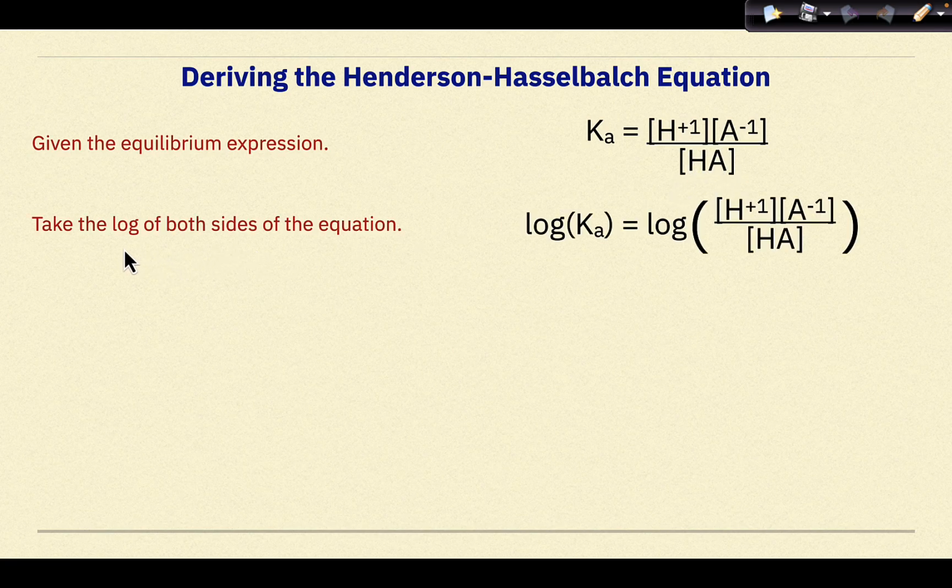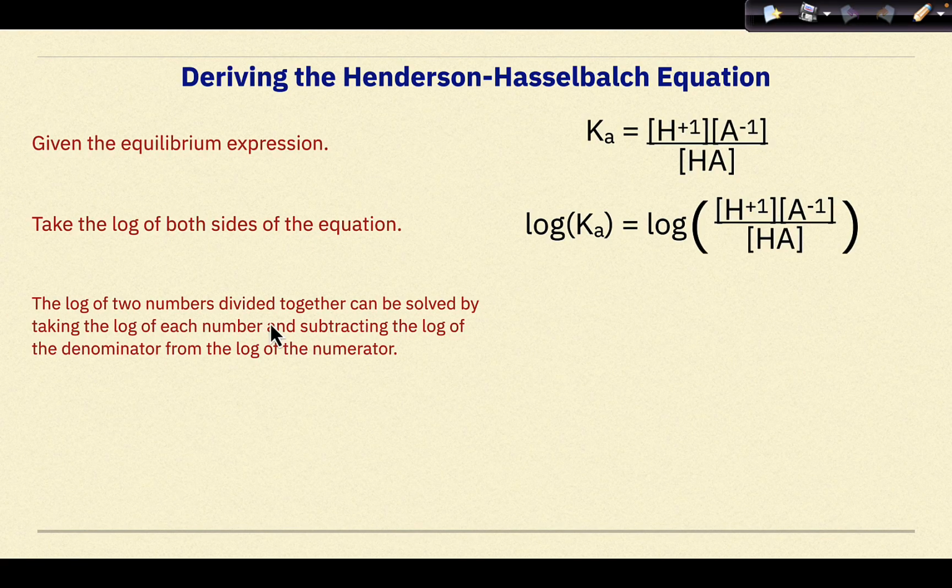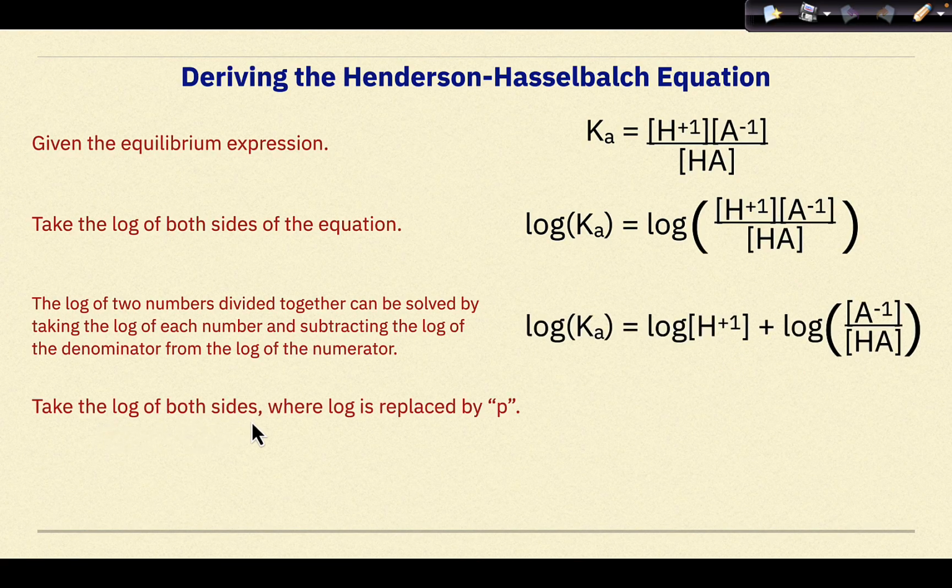What we're going to do next is take the log of both sides of the equation, as you can see right here. The log of two numbers divided together can be solved by taking the log of each number and subtracting the log of the denominator from the log of the numerator. In this case, we only want to isolate the hydrogen ion concentration and leave the ratio of the concentration of the weak base to weak acid. Then we're going to take the log of both sides, where log is replaced by p.